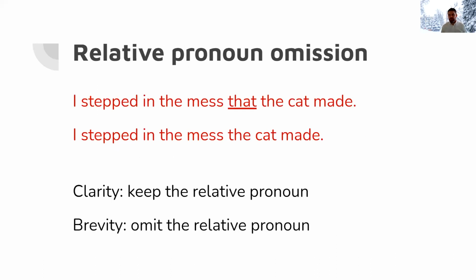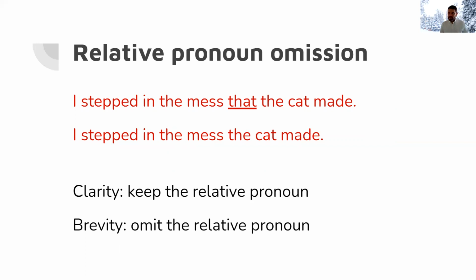Now, sometimes when we do this, it's possible to omit or delete the relative pronoun. So we have the sentence already that we looked at. I stepped in the mess that the cat made. Our original sentence was I stepped in the mess, the cat made the mess. And we changed it to the cat made that, and we put it at the front, and then we put it right after the mess. I stepped in the mess that the cat made. But there are certain types of sentences where we could then drop that relative pronoun, and we could just say, I stepped in the mess the cat made. And this is a grammatical sentence.